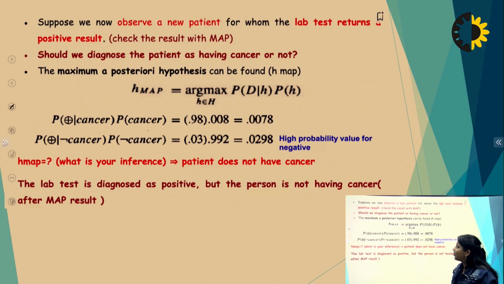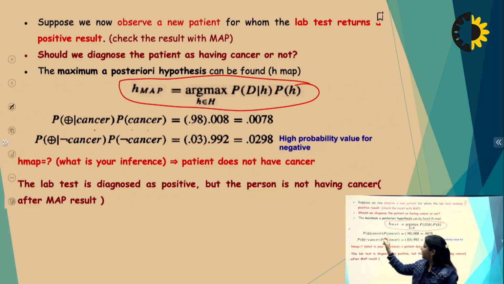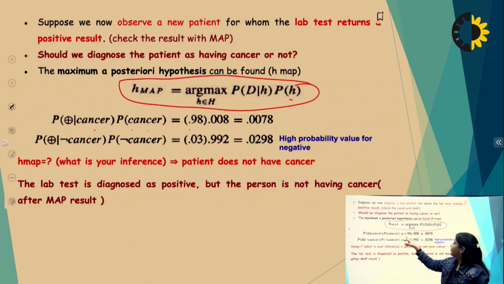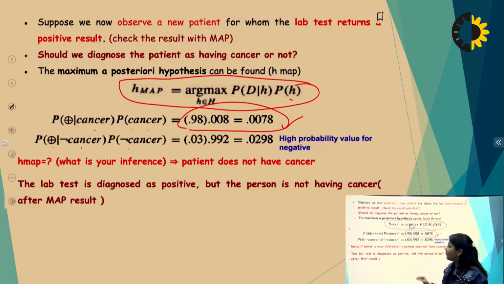So what we have to calculate is the maximum a posteriori hypothesis here, using this formula. We apply this: the first case is P(positive|cancer) times P(cancer). We multiply and get this value, and then P(positive|not cancer) times P(not cancer).